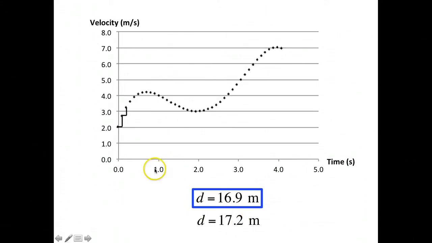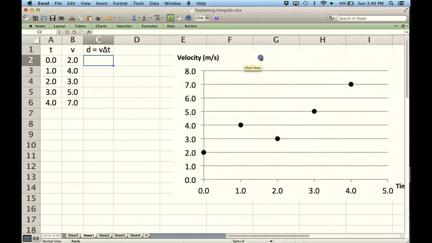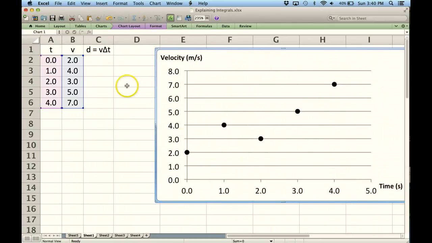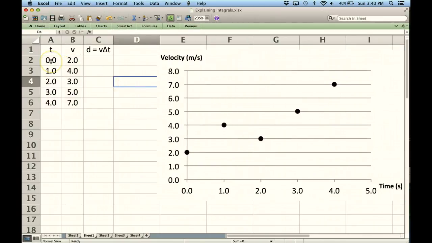So we can actually make this assumption. We can assume the speed is constant and then just calculate all the many different values. The only trick is you need a small interval of time. So here's that data in Excel. You've got the graph, and this is the first case where I'm using an interval of 1 second.